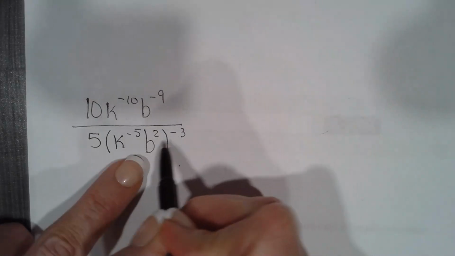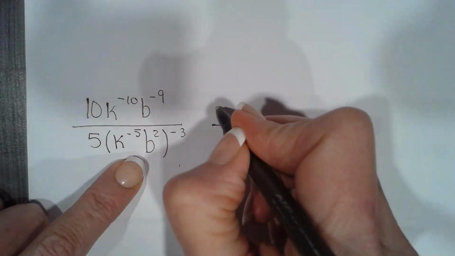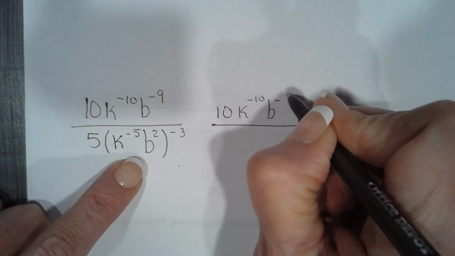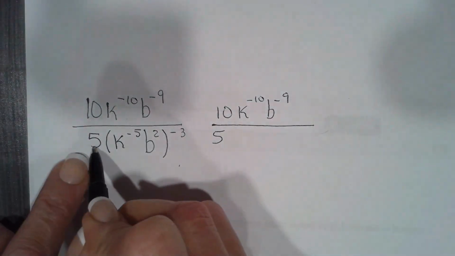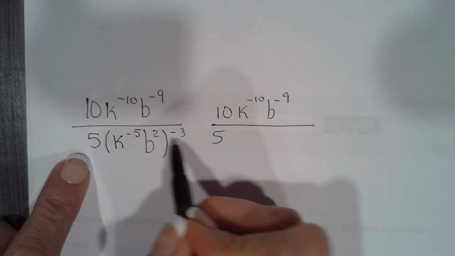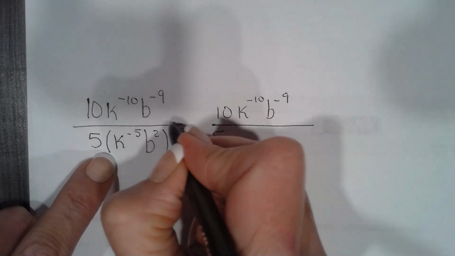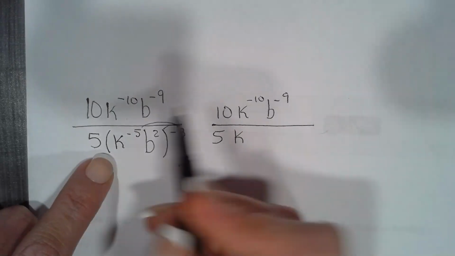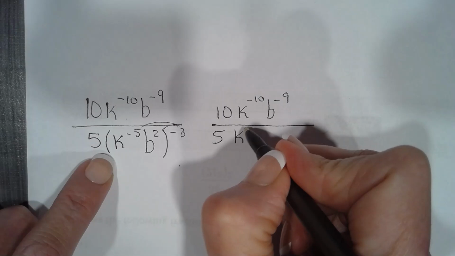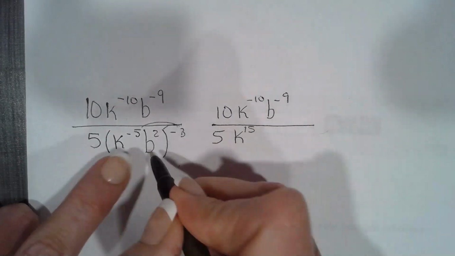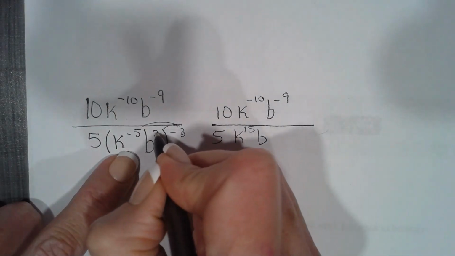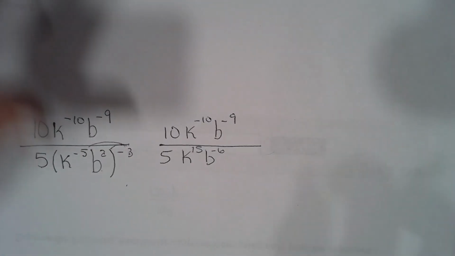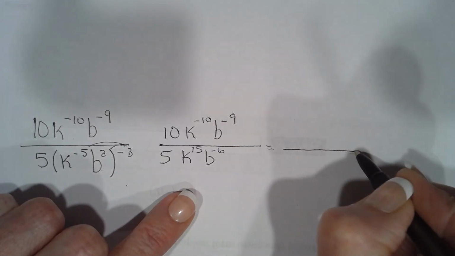All right, power to a power, I want to fix that. So I'm going to leave everything the same. Notice this 5 is outside the parentheses, so it is not a part of this power to a power. So now remember, power to a power, we're multiplying. Okay, so now we have k, and I don't need parentheses after I do this. Negative times negative, 5 times 3, so this is going to be a positive 15. And then for the b, we've got a negative 3 times a positive 2, that's a negative 6. Okay, so I did power to a power. Always do that first.